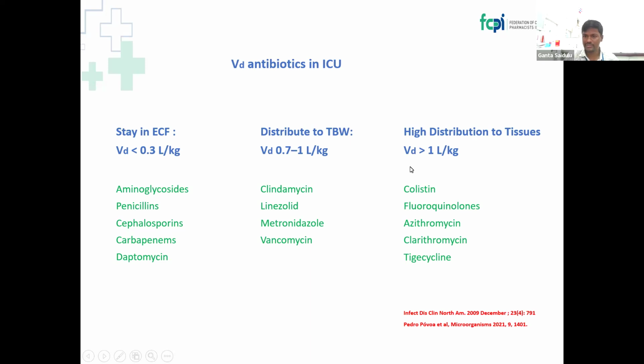For example, if you have a 70 kg patient, the volume of distribution is 70 liters. That means these antibiotics do not stay in the central compartment. They go into the tissues, like peripheral compartments, like body tissues. Examples are colistin, fluoroquinolone, azithromycin, clarithromycin, and tigecycline. So these antibiotics have a very high volume of distribution.